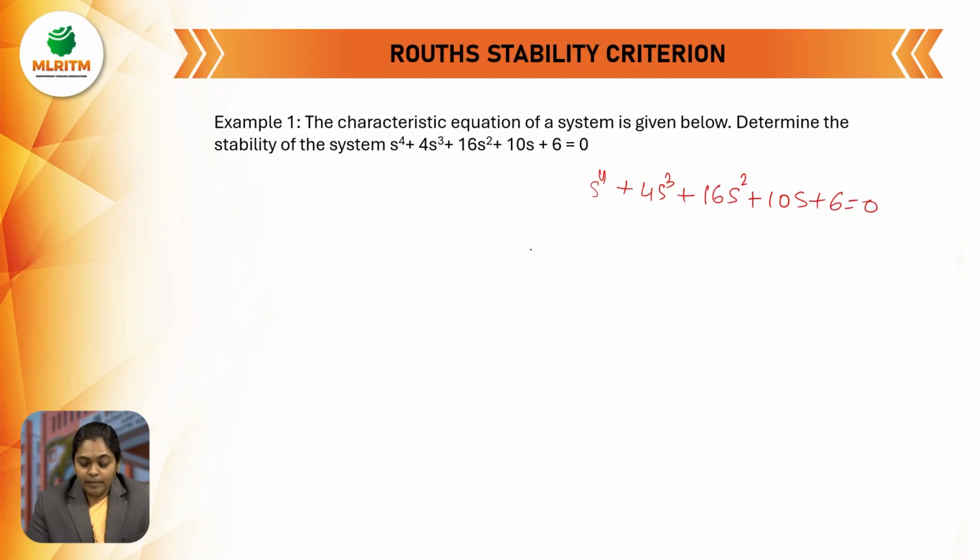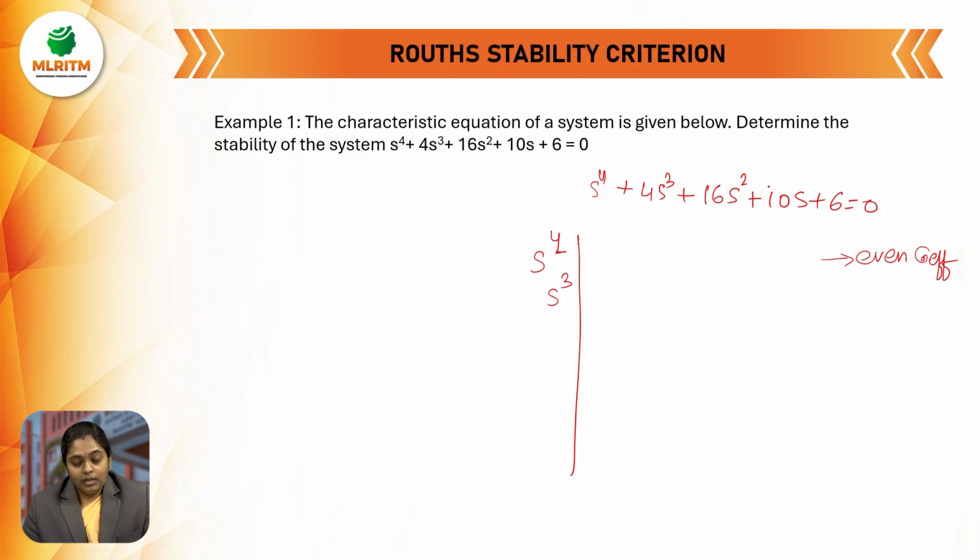So I'll be constructing the Routh array. The first two rows of the Routh array can be taken from the characteristic equation. Here the highest power of s is 4, so I am writing s power 4. As 4 is even, in the first row I should have the even coefficients. And the second row should be s cube.